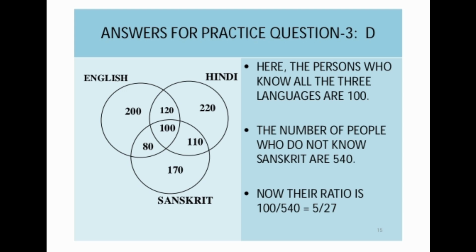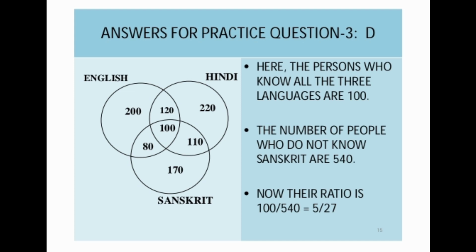So we have to take out the circle Sanskrit. So we took out the numbers 80, 100, 110 and 170. So you can do it like this, which is 200 plus 120 plus 220, which is 540, or you can subtract 1000 minus 360, which gives 540. So we found the numbers 100 and 540. 100 represents persons who know all 3 languages and 540 represents the number of people who do not know Sanskrit.